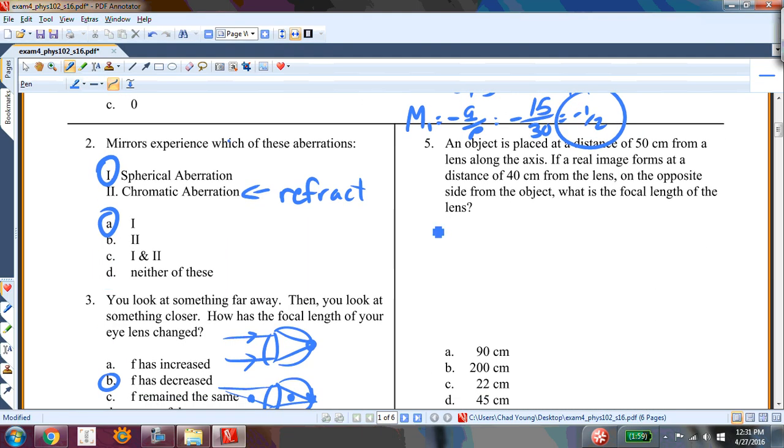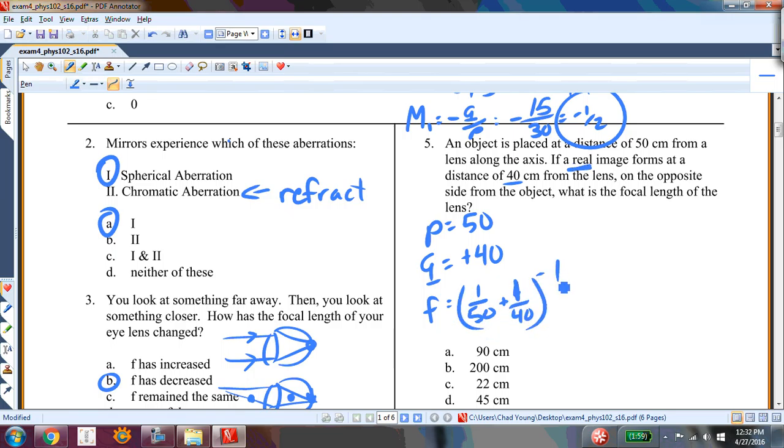An object is placed at a distance of 50 centimeters from a lens along the real axis. A real image forms, so Q is equal to positive 40. It's positive because this is real, and it is on the opposite side of the object. So what is the focal length of the lens? It's fairly straightforward. The focal length of the lens is 1 over 50 plus 1 over 40. I take the inverse of that. I get 22 centimeters. So C is the right answer for number 5.